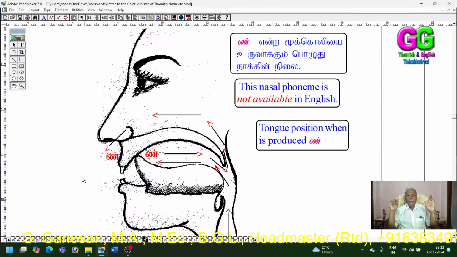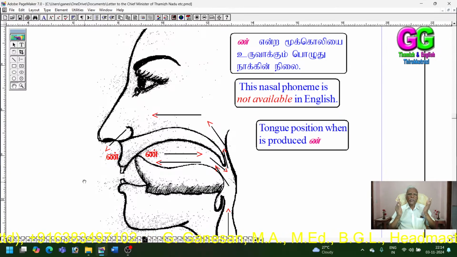So, respected educationists and dear teachers, the nasal phonemes are produced when the air pushed out by the vocal cords is completely obstructed by the tongue and sent through the nasal cavity and through the nose. This is the way nasal phonemes and mouth phonemes are produced.